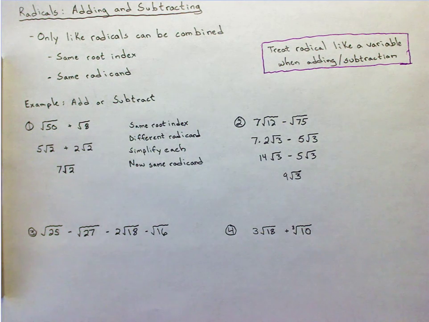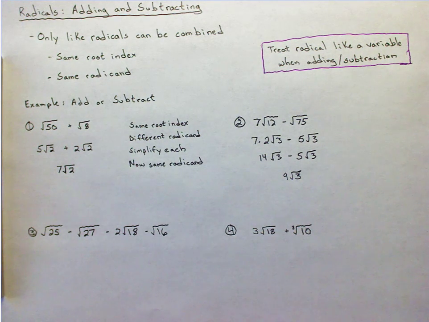Hello everyone. Today we're going to talk about adding and subtracting radicals. Whenever you add and subtract radicals, you can only add and subtract radicals that have the same root index and radicand. So you can simply refer to that as like radicals. Again, the radical has to have the same root index and the radicands have to be the same.